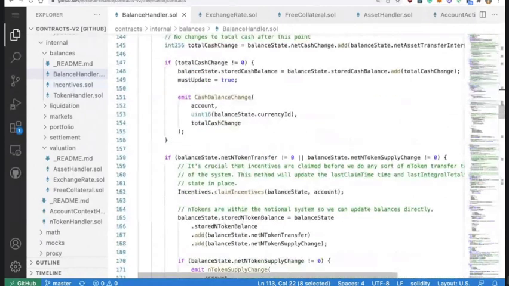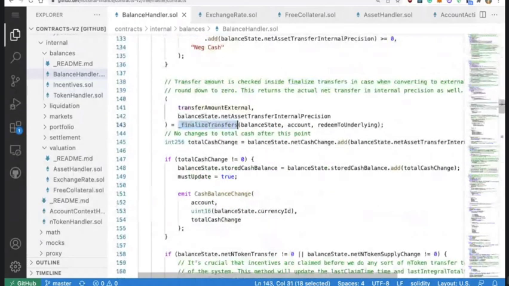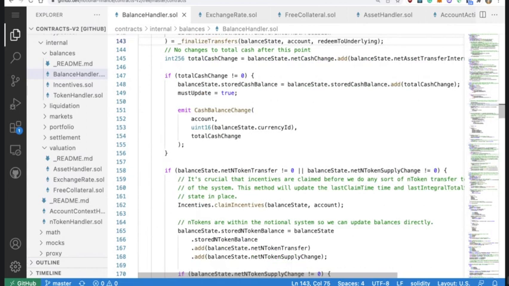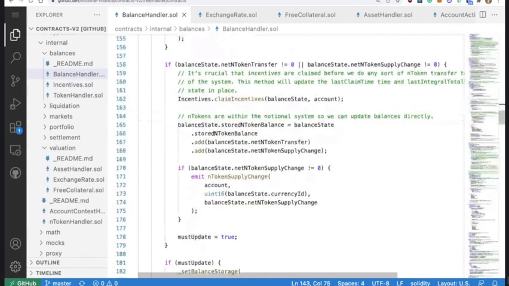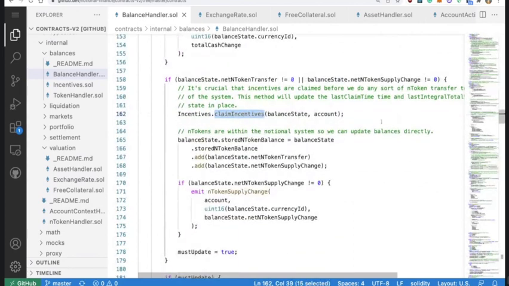And then after this, we'll do our transfers. Inside finalize transfers, we'll transfer some tokens around and handle the accounting required there. Then we'll calculate how much cash has changed hands to your account, and if it has, we'll do some updating and set that boolean. We'll emit events, and then on line 158, if your nTokens have changed, we'll also claim incentives for you. And then the rest of it is just bookkeeping.